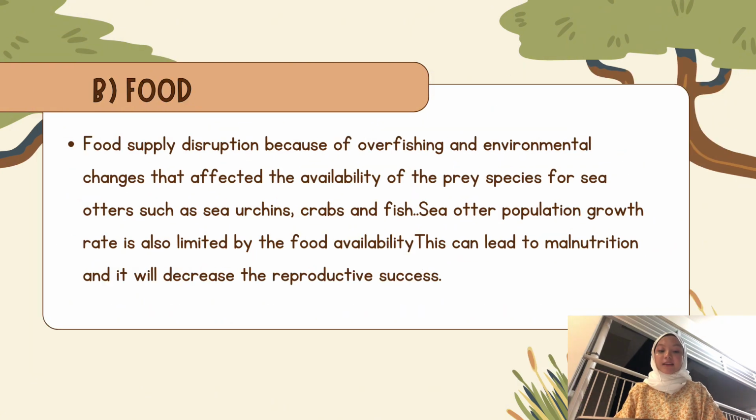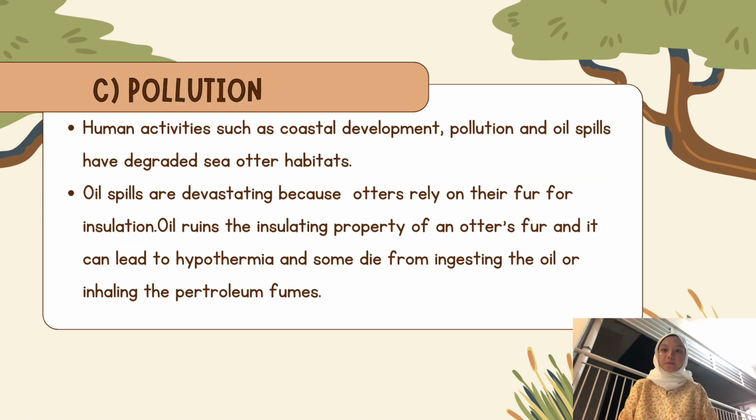So next threat is food. Food supply disruption. This is because of overfishing and also environmental changes that affect the availability of prey species for sea otter, such as sea urchins, crabs, and also fish. Sea otter population growth rate is also limited by the food availability, and this can lead to malnutrition, and also it will decrease the reproductive success.